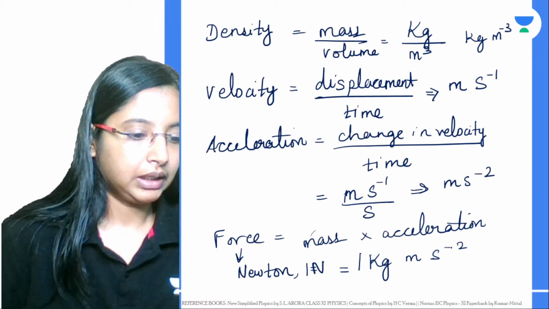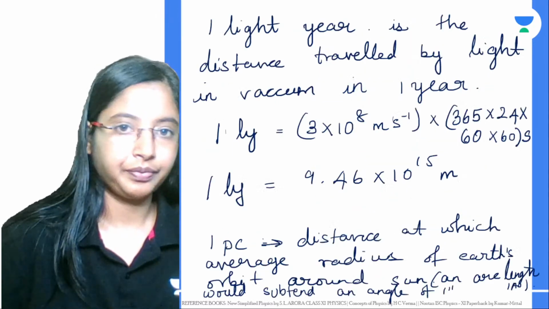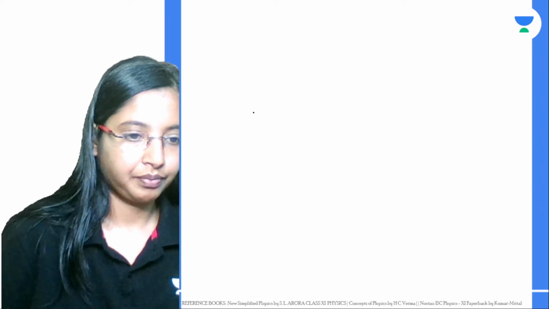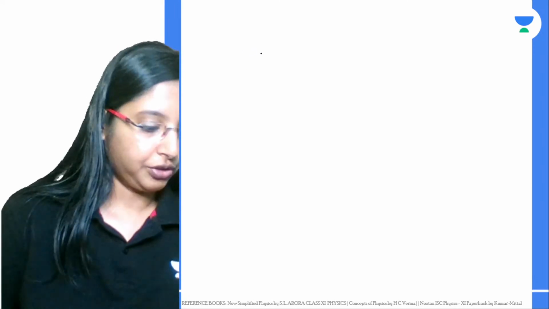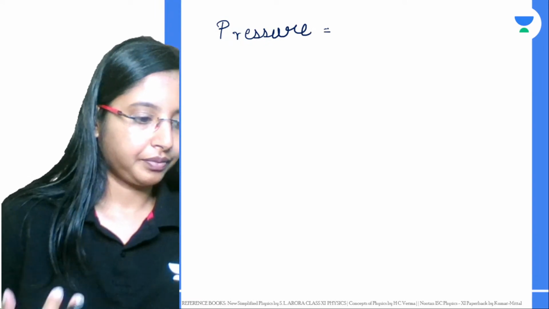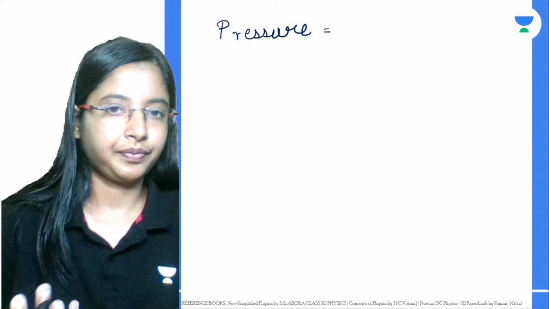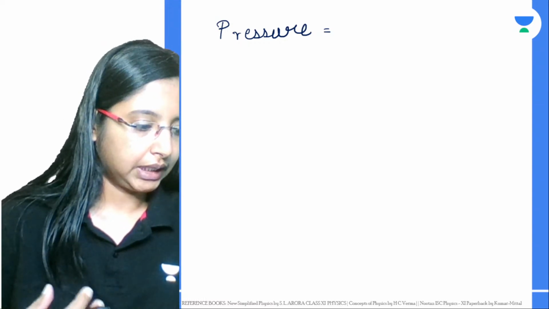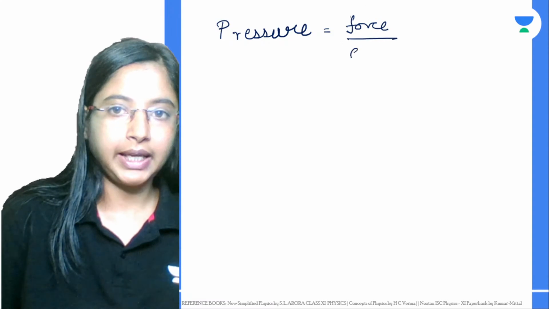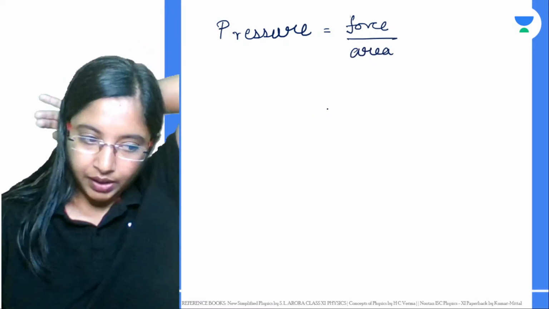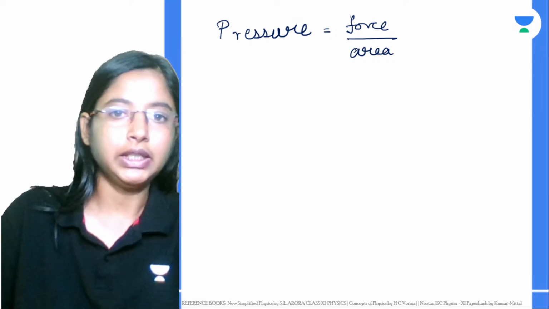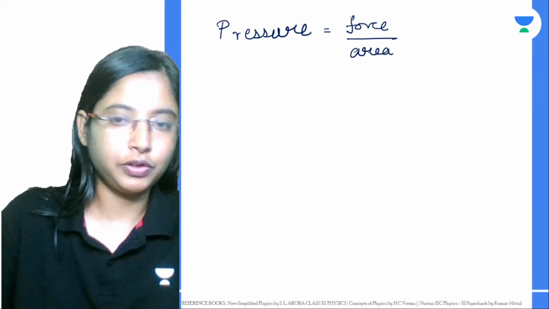Okay, now again, what would be the unit of pressure? Pressure is basically force per area. That is correct. Your units Pascal and Newton per meter square both are right. So pressure is force per unit area.